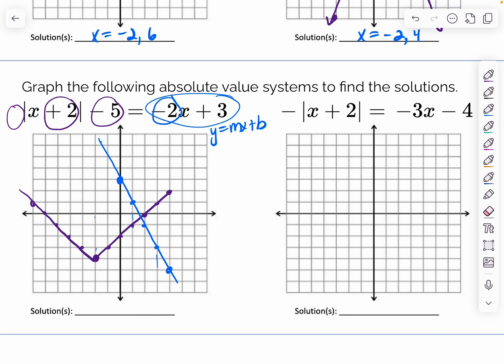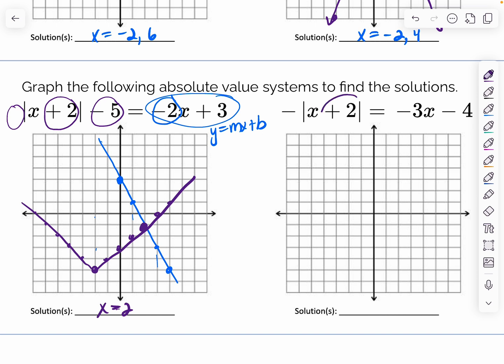Oh, I didn't go down enough. Those points should have lined up better. All right, let's try this one again. Okay, our line is correct. I miscounted on our absolute value. All right, so -2, 1, 2, 3, 4. There we go. Now we see our intersection point. We have only one solution in this case, and it is x equals 2. Okay, because it happens right there.